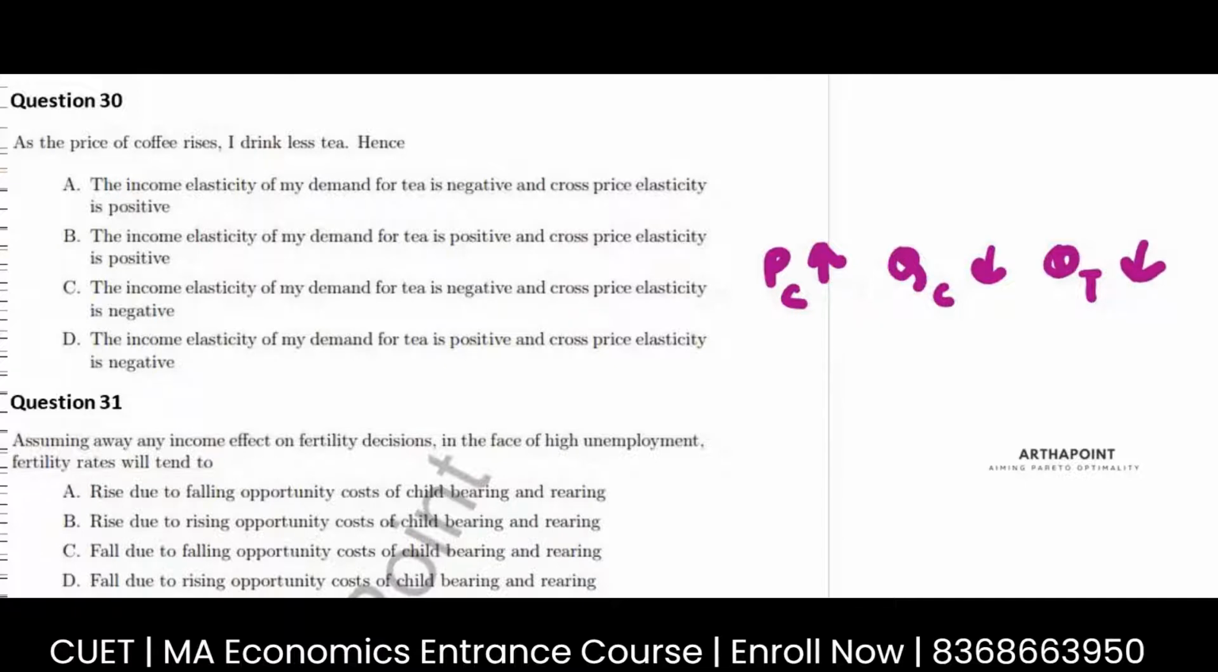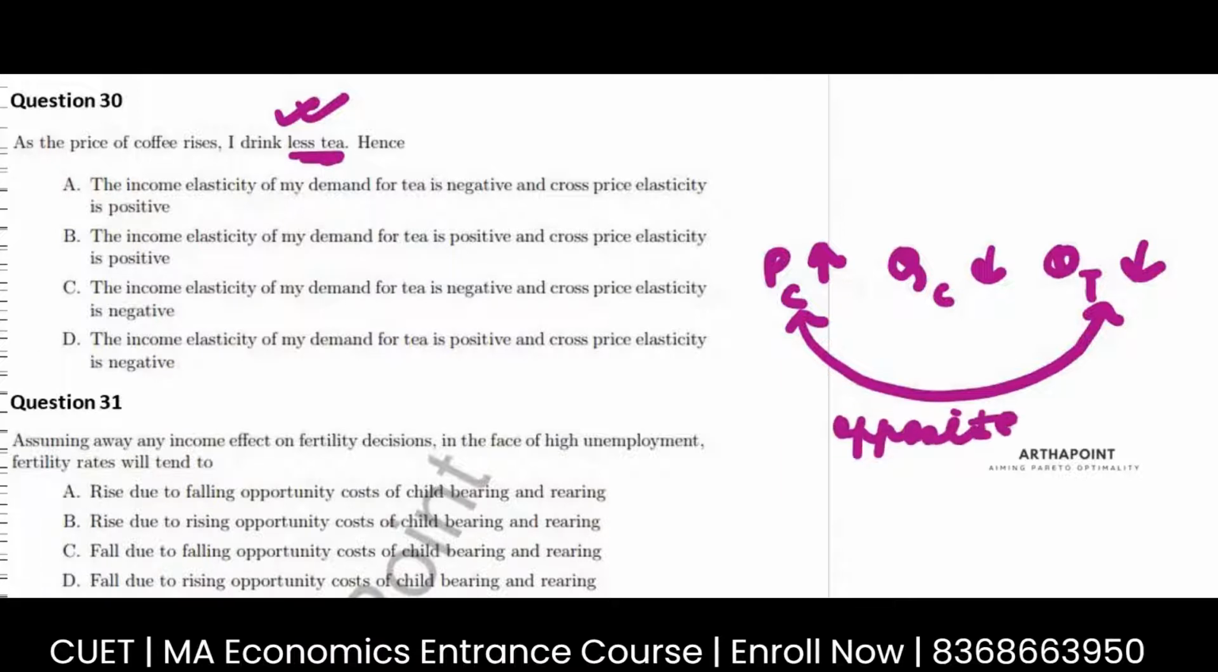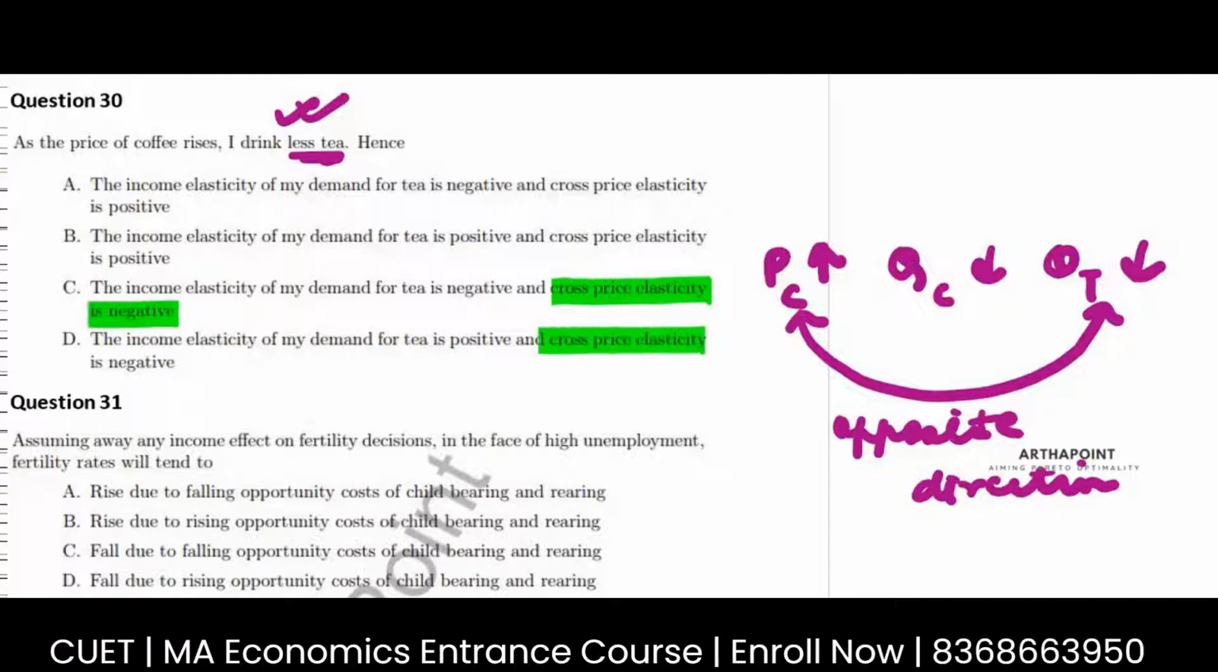The price of coffee is increasing and it says that I drink less tea. So the quantity of tea is decreasing. So the price of coffee and the quantity of tea are moving in opposite directions. If they're moving in opposite directions, then the cross price elasticity must be negative. So either this or this.